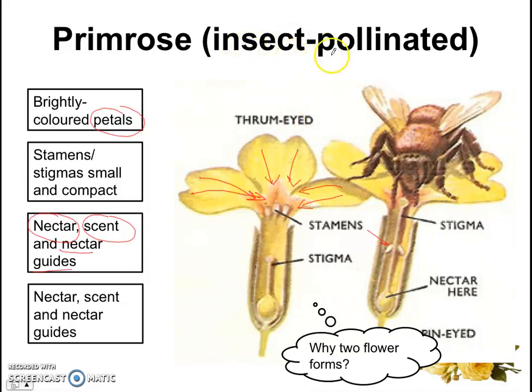Now, one last thing to say about insect-pollinated flowers is that their pollen, right?